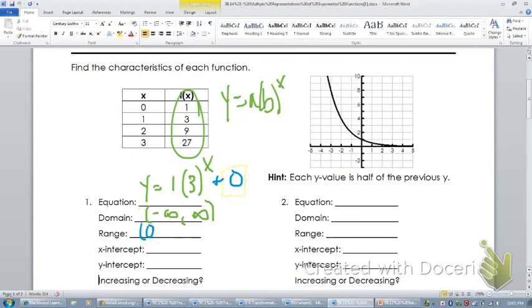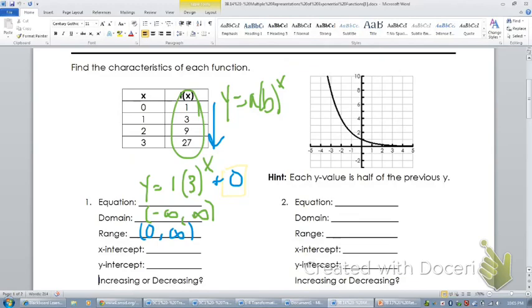Now, let's look at the graph. Is it increasing or decreasing? My graph is increasing, so I know it's going to positive infinity. The way I know it's increasing is because I'm looking at these numbers here. They're doing what? Getting larger.